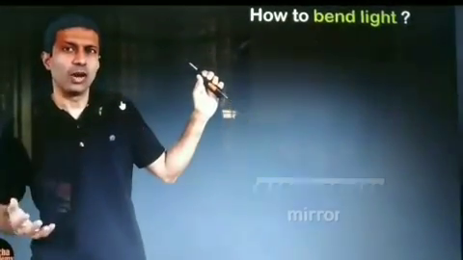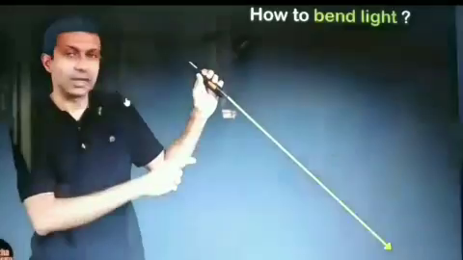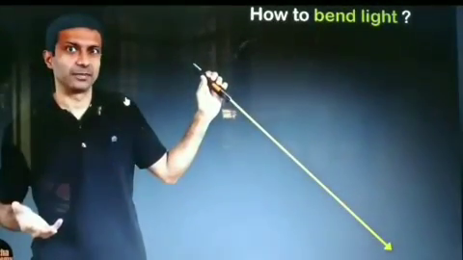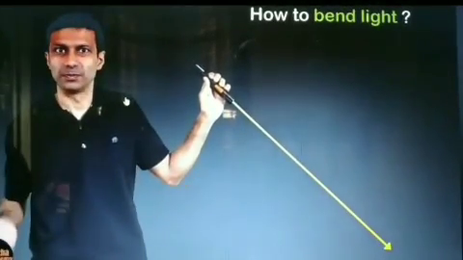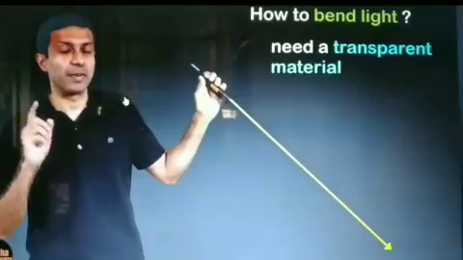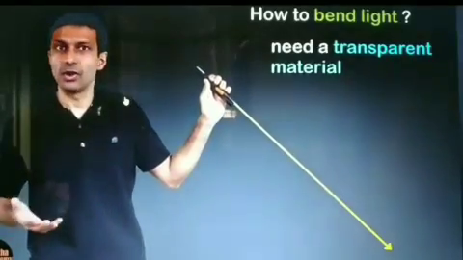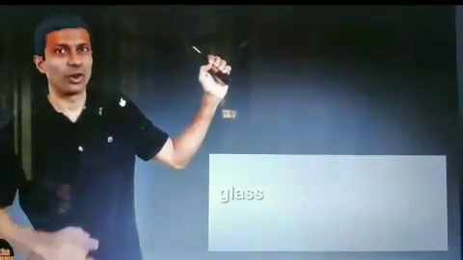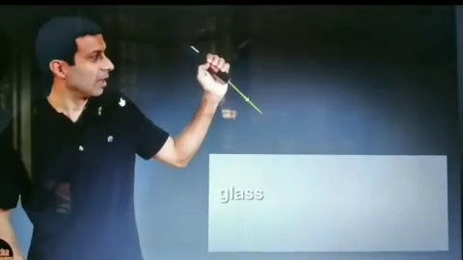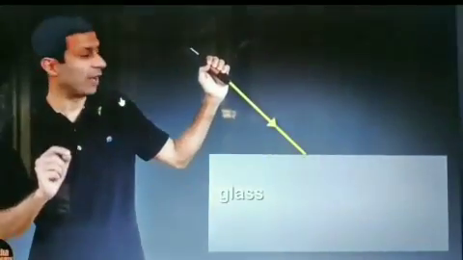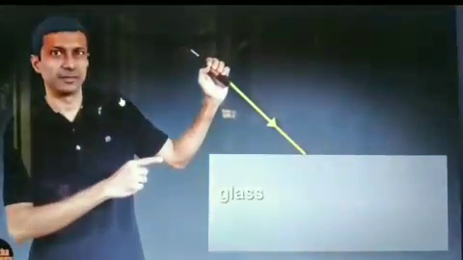But what if I ask you, I want the light to continue downwards and still bend it? Then what do we need to do? So you need a transparent material like glass or plastic here. Let's imagine there's a large glass block kept here, and I'm going to shine this torch on the glass block. Again, we'll consider a single ray of light for simplicity.